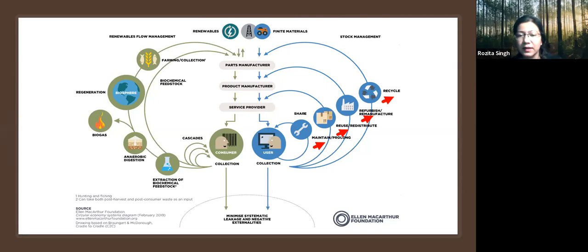I will be sharing a detailed narrative on the diagram for those who want to take a closer look at what the other loops mean here, but just moving on in the interest of time.